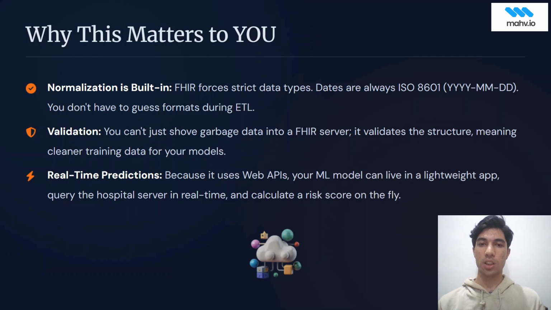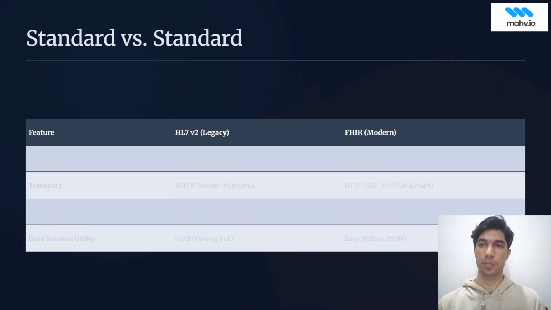Then there is the validation. You can't just shove garbage data into a FHIR server. It validates the data structures, meaning the cleaner training data for your models. Then there is real-time predictions because it uses the RESTful APIs. Your machine learning model can live in a lightweight application and query the hospital server in real time and also calculate the risk score on the fly. So it is lightweight and real time.